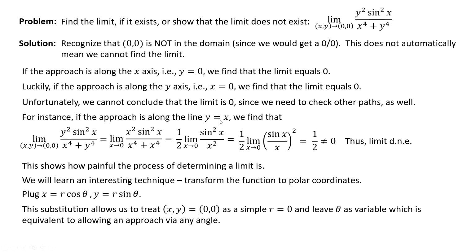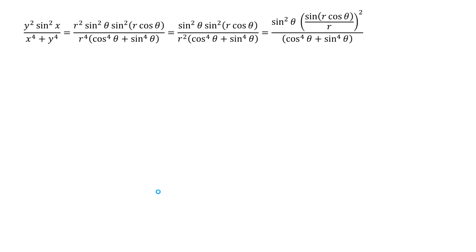The line y equals x is a 45 degree angle, or negative 45 degree, or sorry, take that back, 45 plus 180, 225 degrees from the positive x-axis. So if we had solved this problem by plugging in x equals r cosine theta and y equals r sine theta, we could have solved it. Let's see what I did. I picked that y squared, sine squared of x, and sine squared of r cosine theta, all of this.